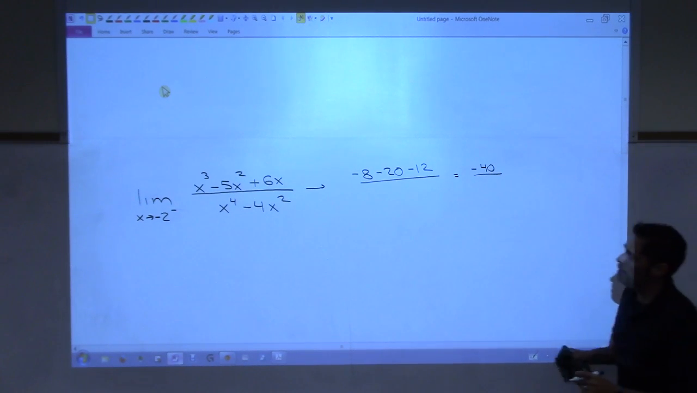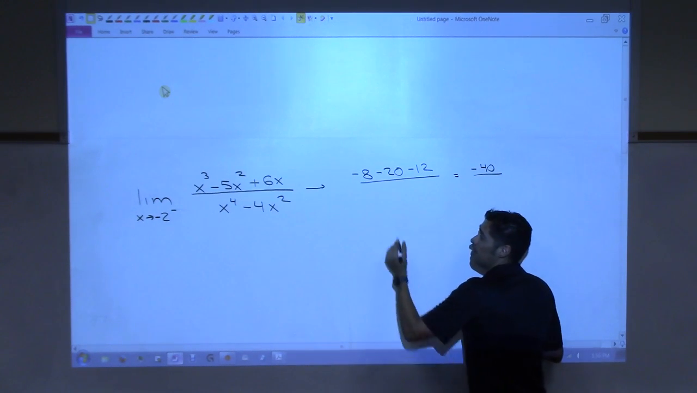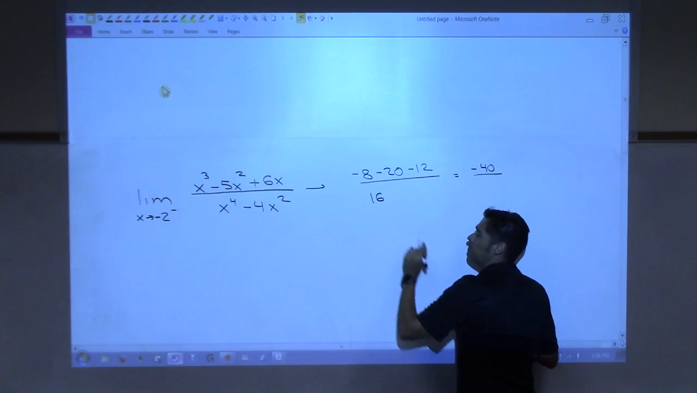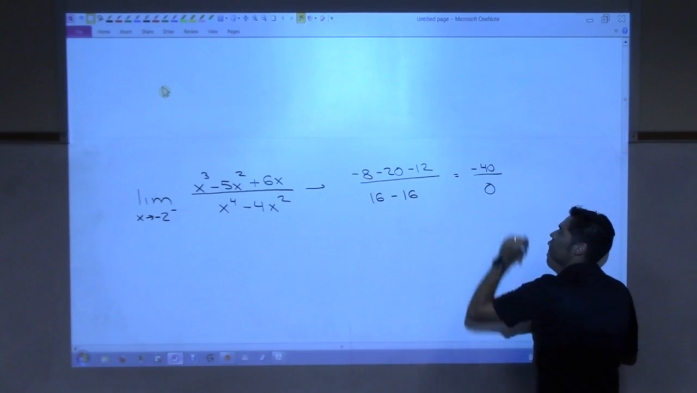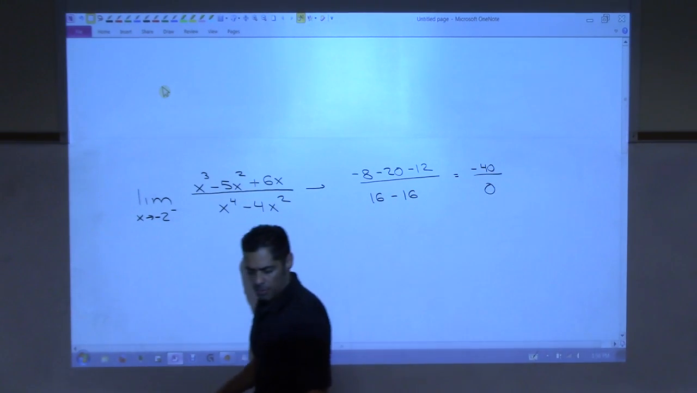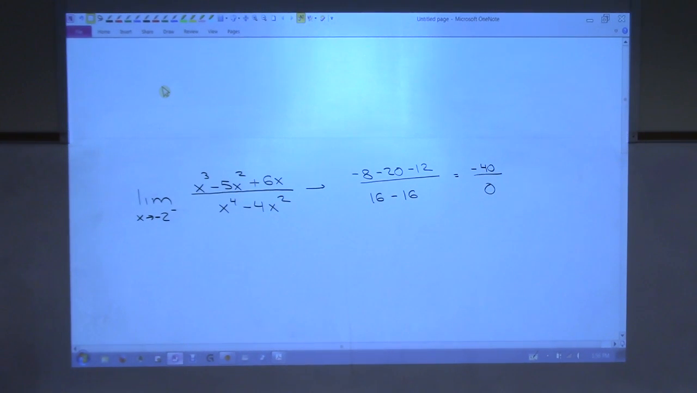All right. And the bottom is negative 2 to the 4th power, which is 16 minus 4 times 4, minus 16, and there you got 0. So you've got a situation here where you have a number over 0. And when we see that, we're thinking 3 answers. Just got to figure out which one it is.